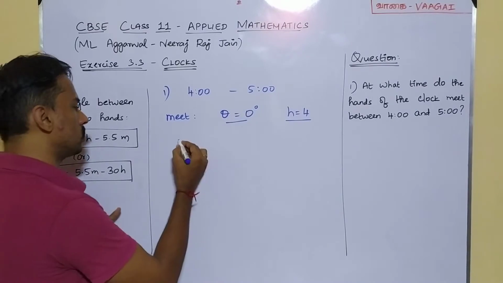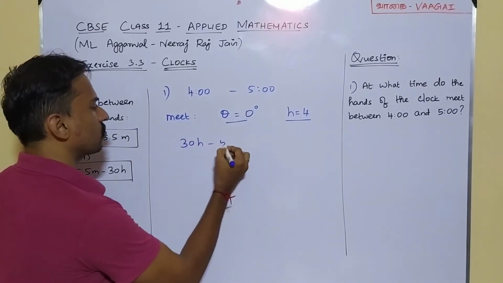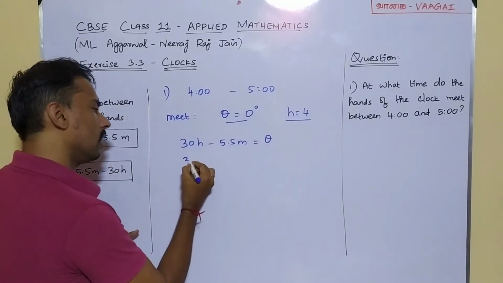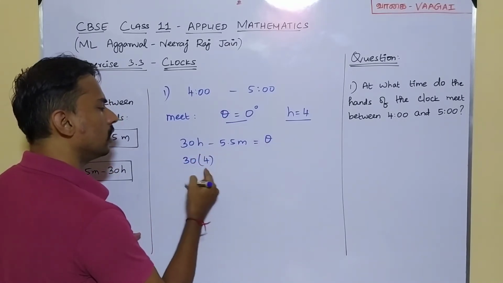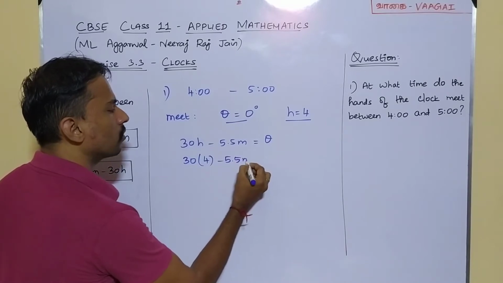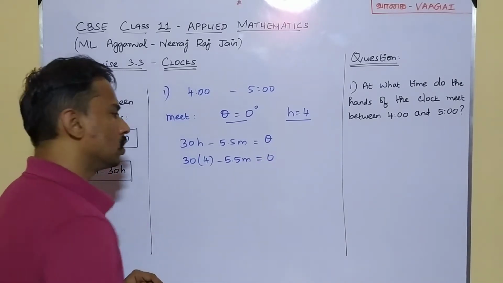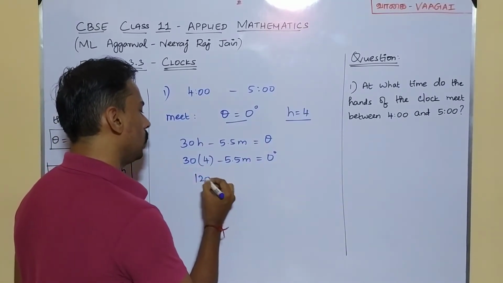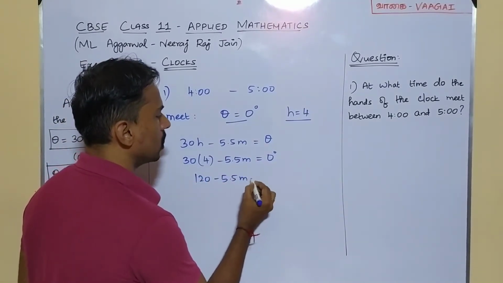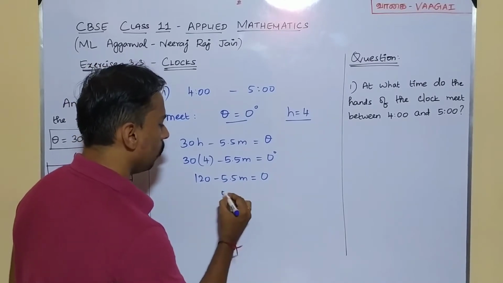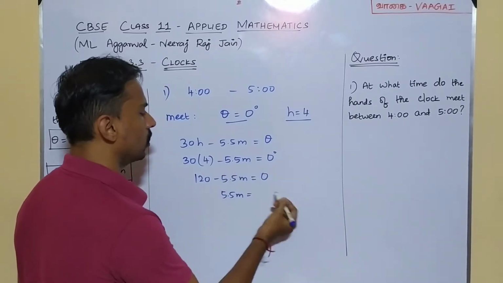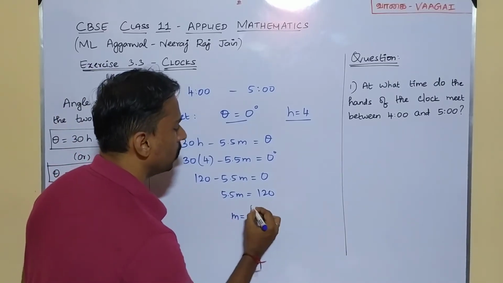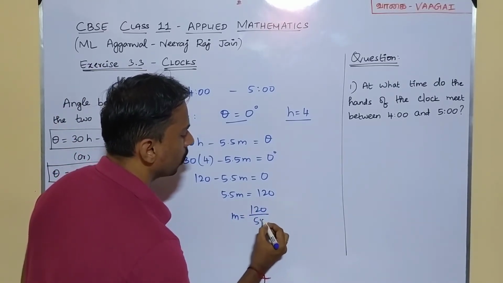So if I use this 30h minus 5.5m, this value is going to be theta, and we know that the h value is 4. So 30 into 4 minus 5.5m is equal to 0 degrees. Now when you multiply it, you get 120 minus 5.5m is equal to 0. Bringing 5.5m to the other side, we get 120 equal to 5.5m, and solving for m, m will be equal to 120 by 5.5.